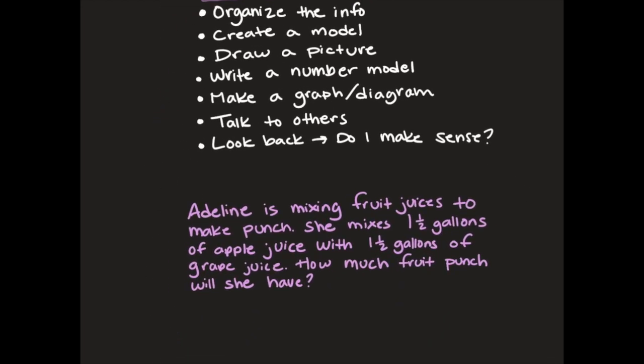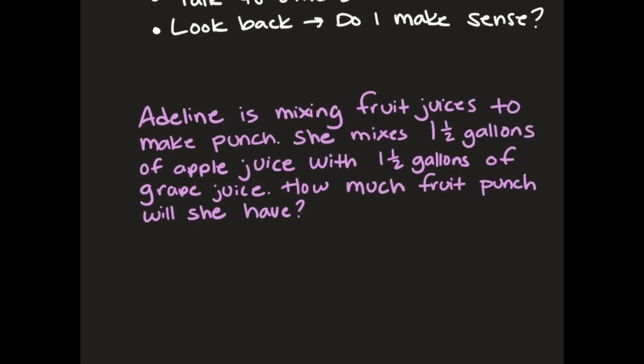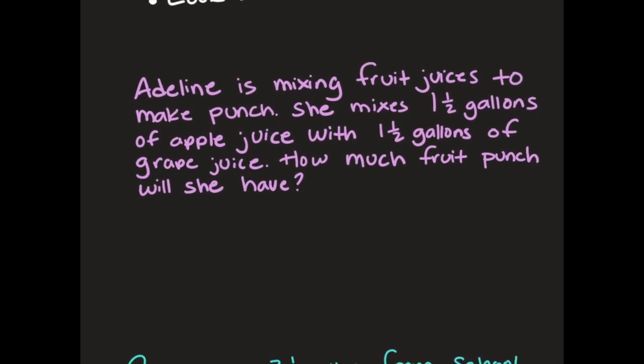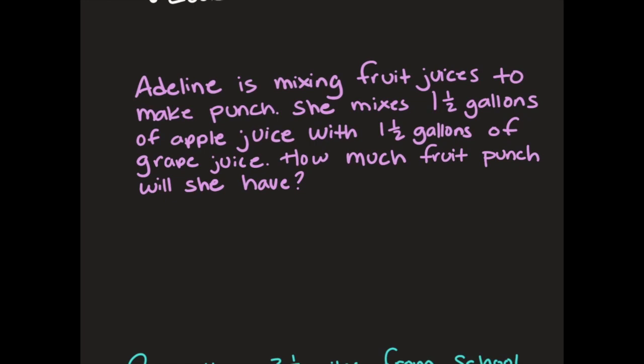So we are going to do two today, and the first one is, Adeline is mixing fruit juices to make punch. She mixes 1.5 gallons of apple juice with 1.5 gallons of grape juice. How much fruit punch will she have? So what I like to do is go and underline important information. So 1.5 gallons of apple juice and 1.5 gallons of grape juice.